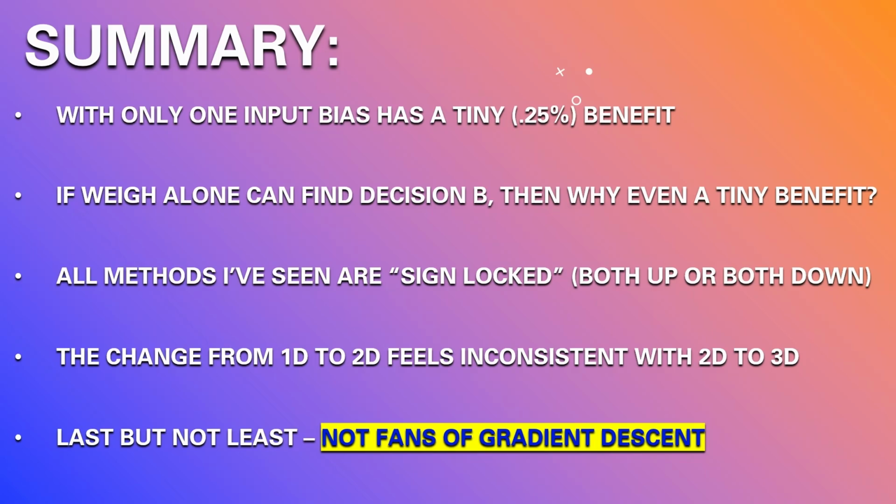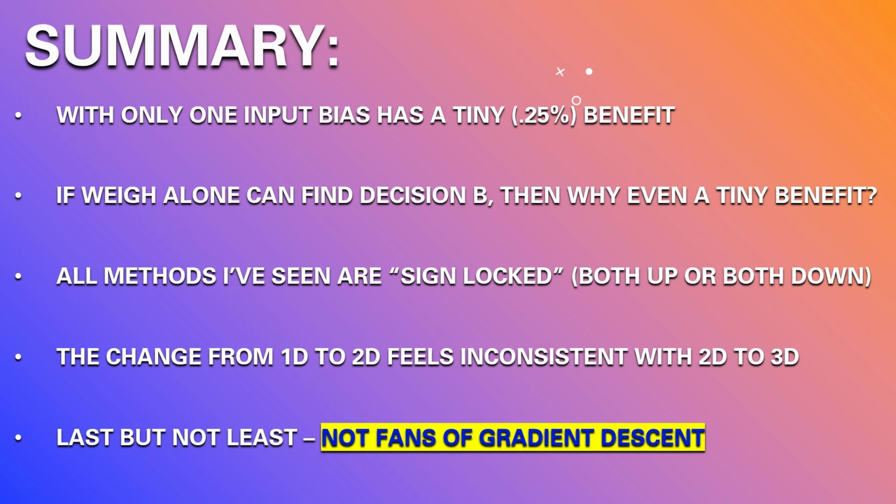So, in summary, with only one input, bias has a very tiny benefit, about a quarter of a percent. But if weight alone can find the decision boundary, then why does it even have this very tiny benefit? Because it's also very consistent. It's almost never the other way. So there's something there, but what is it? If you know, please leave a comment. I would love to understand, and I have been putting a lot of time into trying to figure that out and coming up flat. Why is it 0.25 better? It seems to me like they should be even.